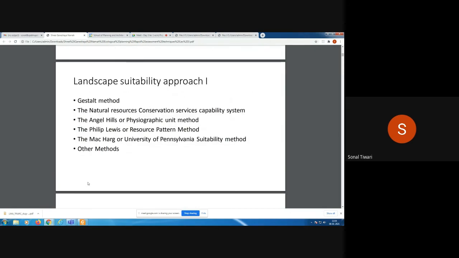So some common approaches which we know are the Gestalt method or natural resource conservation method, physiogeographic unique methods, the McHargian methods of overlay analysis. So again, these help bring an understanding of the characteristics of the region. We are not going much into the detail, but we'll be just sharing one or two which can be the most useful methods.